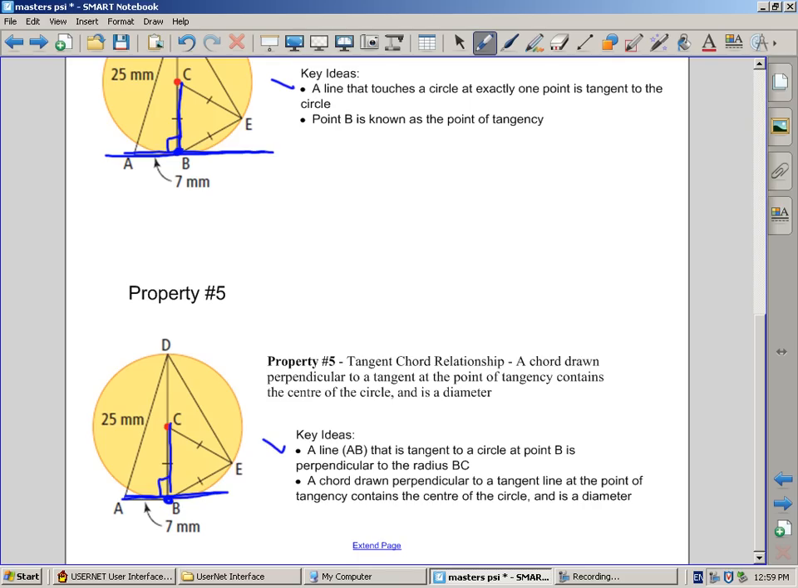A chord drawn perpendicular to a tangent line at the point of tangency contains the center of the circle and is the diameter. And we also know that we have a diameter which goes the distance all the way through. So we know that if we have this line of tangency and it forms a 90-degree angle right here, this would also be our diameter. And the reason that is important is that if we know this is our diameter, we can go back to property number 2 and see that we have an inscribed angle right here, and that this diameter means that it must have 180 degrees.